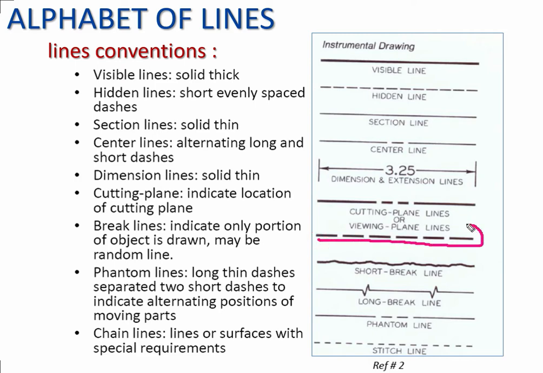This is the viewing line, viewing plane line, like the cutting plane line. It should be thick, not thin. The cutting plane line is used for the section views. The viewing plane line is used for other specific views. If you want to focus on some area on your part and you will take a view from a point of view, then you can use the viewing line. It should be thick, not thin, with evenly spaced dashes.